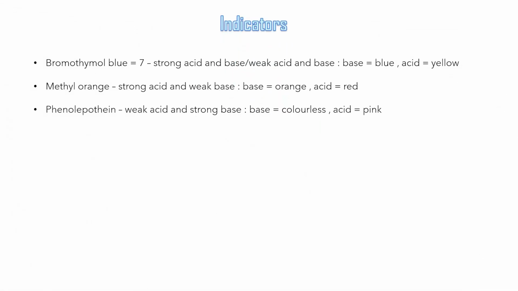We will now move on to indicators. Indicators are usually an application question that we get during exams or tests. We have three different types. If it's a strong acid and base or a weak acid and base, you use this. This is neutralization. In a base, it turns blue, and in acid, it turns yellow.